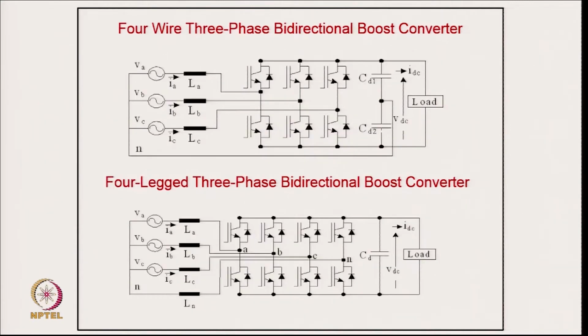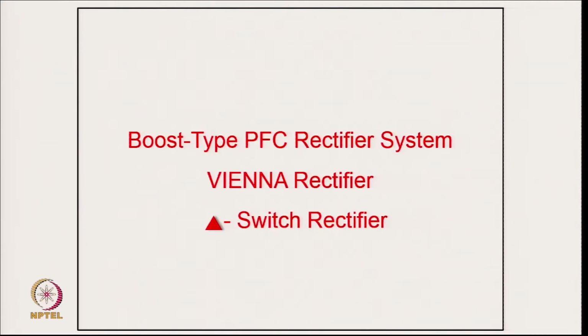Then, coming to the fourth leg here with the midpoint, to improve the performance of this. Similarly, a fourth leg is sometimes taken here for neutral current compensation. We will discuss that a little later.